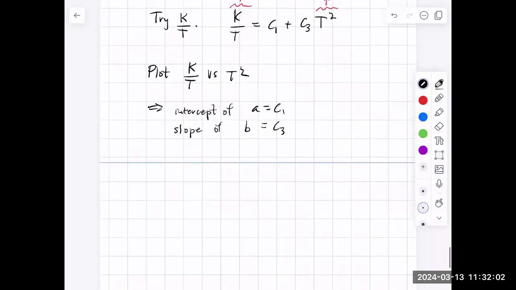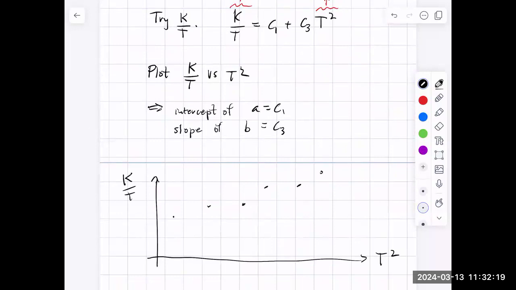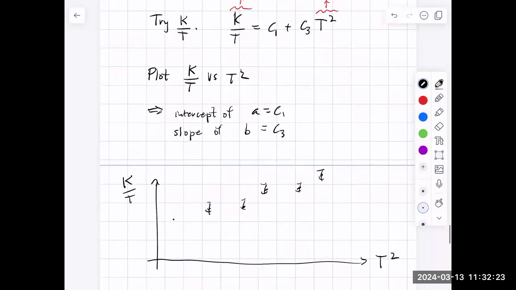Okay, and like I said, this is used all the time in current research. So we plot T squared over here, kappa over T over here, and we would end up getting some data points that look something like this, I guess. And we put a red line through here. That's our data. Over here is our intercept, and this is going to be C1. Okay, good.